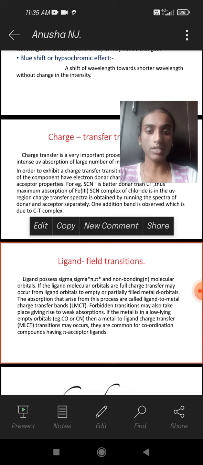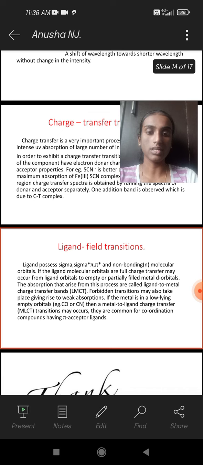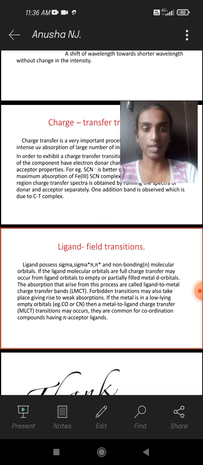If the ligand molecular orbitals are full, charge transfer may occur from the ligand orbitals to empty or partially filled metal d orbitals. The absorptions that arise from this process are called ligand to metal charge transfer bands. Forbidden transitions may also take place, giving rise to weak absorptions if the metal has low lying empty orbitals. Then a metal to ligand charge transfer transition may occur. They are common for coordination compounds having acceptor ligands.